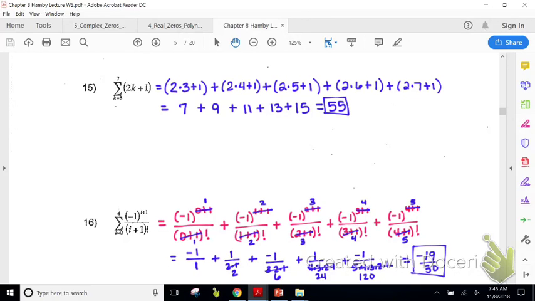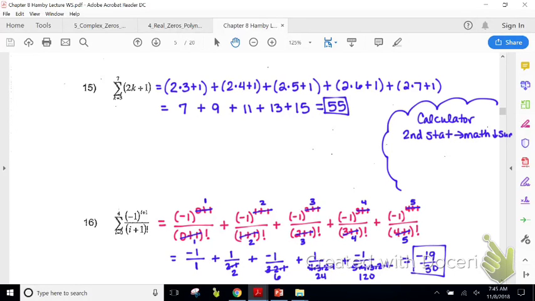Now, of course, there's got to be a way to check ourselves, right? And so let's try that. So I'm going to write down how to do it in your calculator here so you can check yourself. So for your calculator, go to Second, Stat, go over to Math, and then go down to where it says Sum, which I believe is number 5.